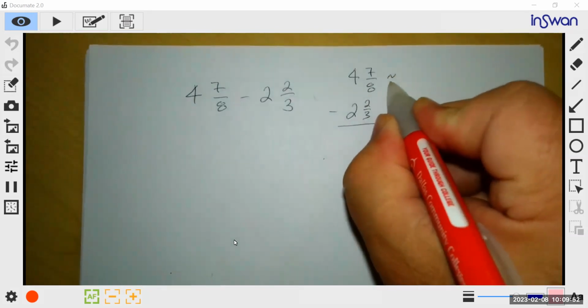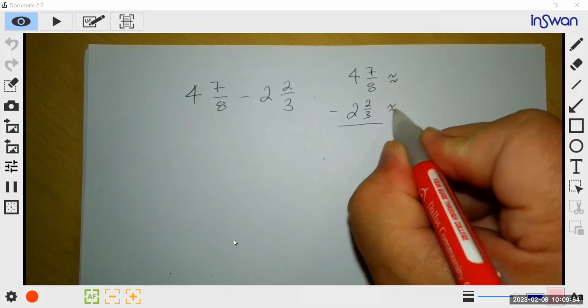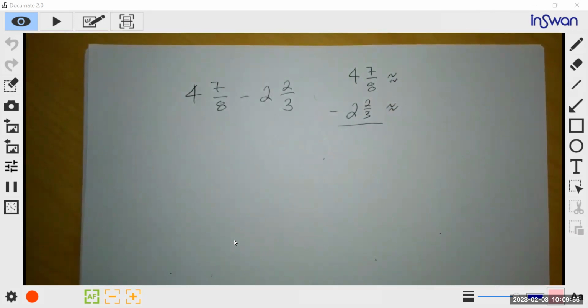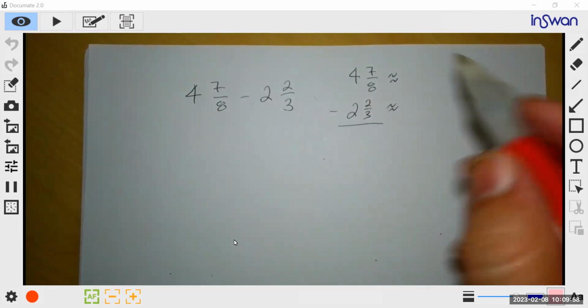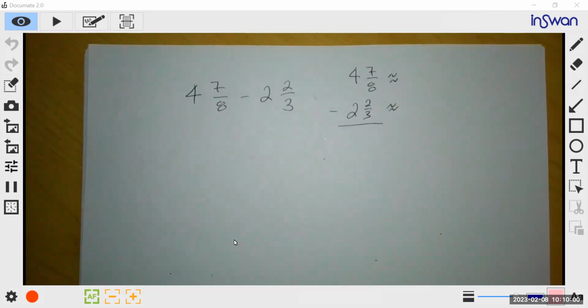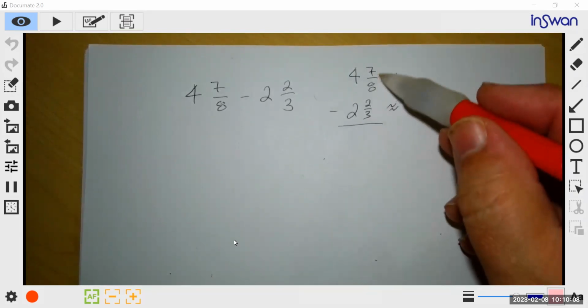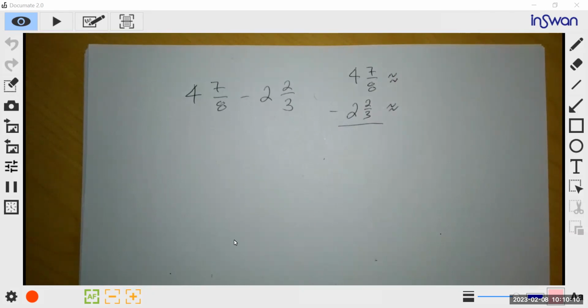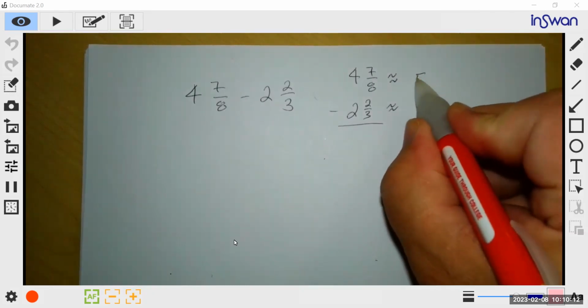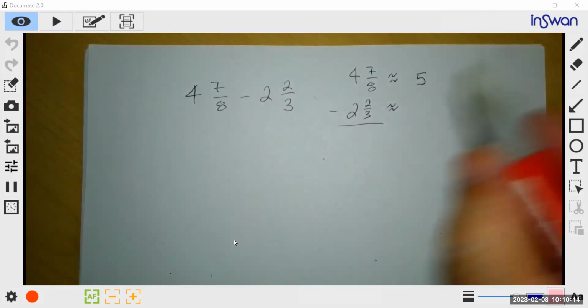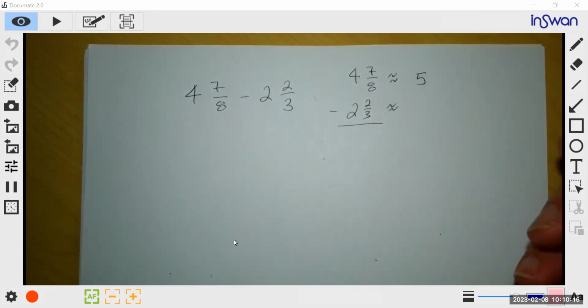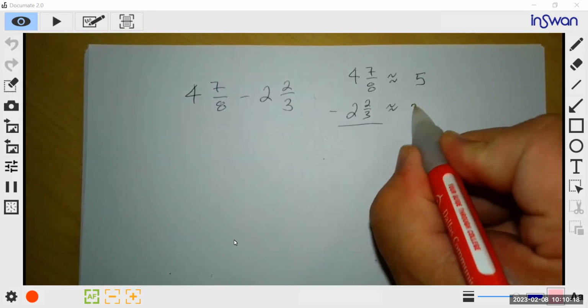Let's first look at the estimation. So 4 7/8. Does it go up to 5 or does it drop to 4? Is 7 divided by 8 bigger than 0.5? Yeah, so it goes up to 5. Likewise, 2/3 is bigger than a half, so it goes up to 3.